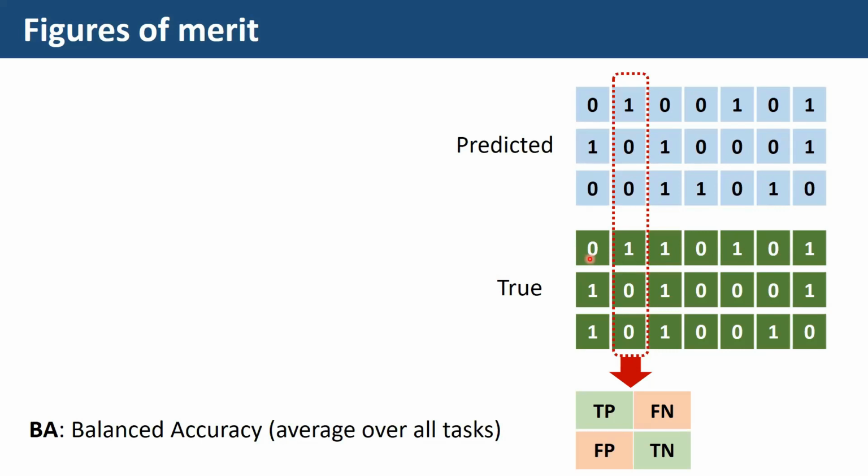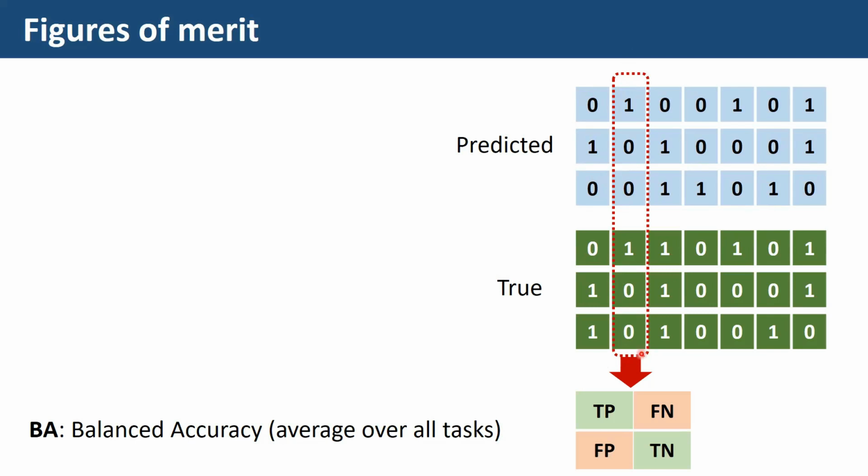And you can evaluate this similarity in two ways, column-wise or row-wise. Column-wise, what does it mean? You look one column at a time, one bit at a time. If you have done classification, you should know what true positive, true negative, sensitivity and specificity are.